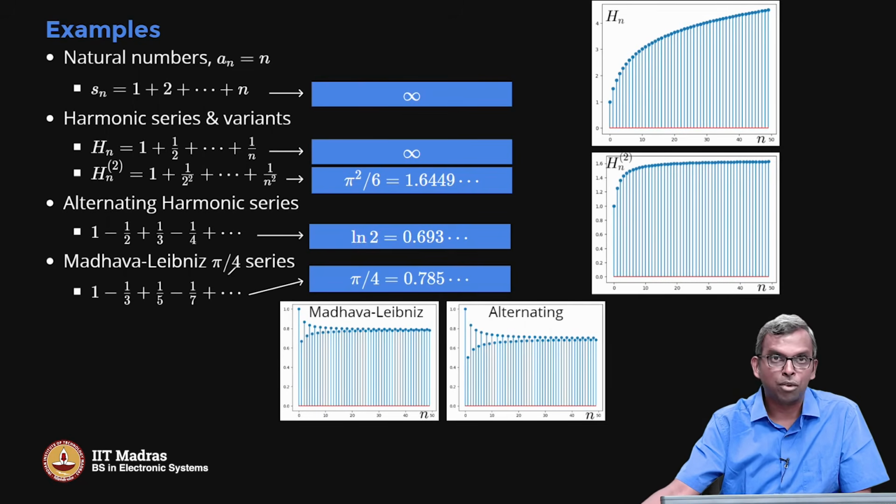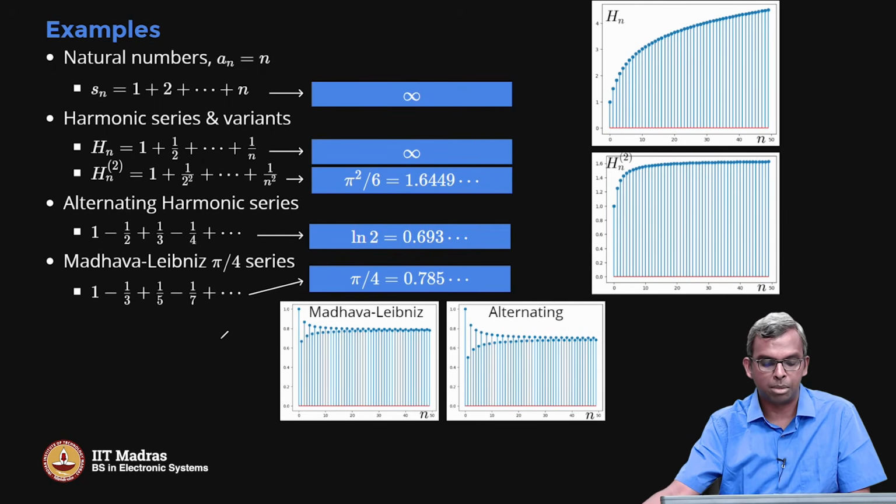Finally, the Madhava-Leibniz series. Why did I call it pi by 4? Because this series converges to pi by 4, as in the limit of this series is pi by 4, which is 0.785, etc. In fact, the way Madhava studied it back in the 14th century was to introduce this as a way to calculate pi. In many problems we may have to calculate pi, so this is how it was introduced. It's called the Madhava-Leibniz series, and it converges to pi by 4.